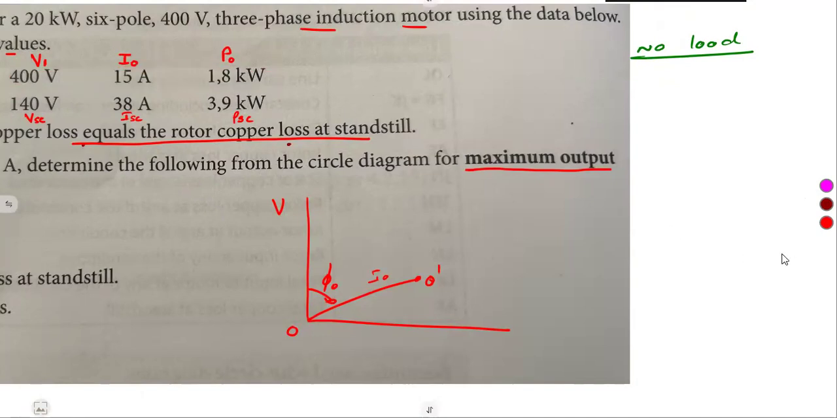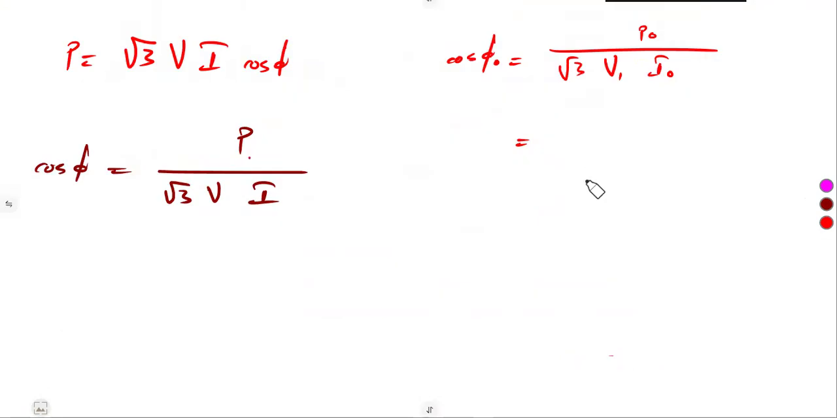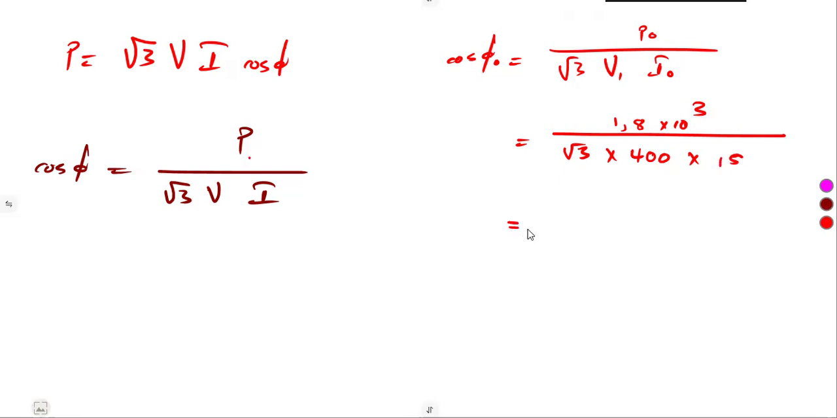All right, because of where I wrote this formula, just take it as it is. That was 1.8 kilowatts times 10 to the exponent of 3, over the square root of 3 times our voltage at no load, remember it was 400, times the current, which was 15 amps. That is going to give us something like 0.173 and so on. Remember, this is our power factor. What we need is the angle, the phase angle.